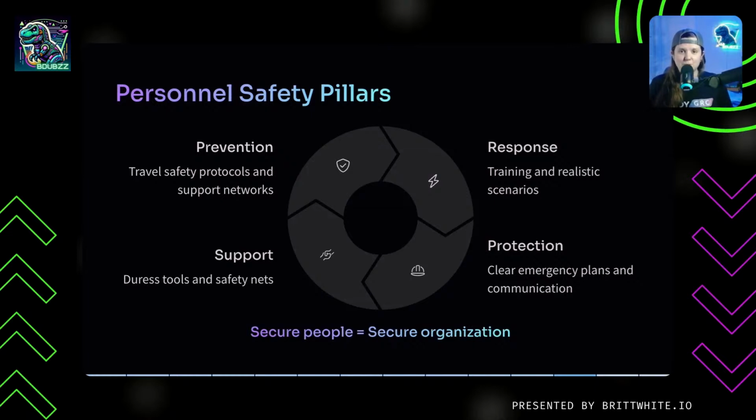Third is protection, which centers on those emergency plans we discussed earlier. It's about having crystal clear evacuation routes and rock-solid communication chains. When seconds count, everyone needs to know exactly what to do and where to go. Finally, there's support. Think of this as your safety net with duress tools that can save lives. We're talking panic buttons and emergency codes. Multiple layers of protection that give our people options when they need them the most.